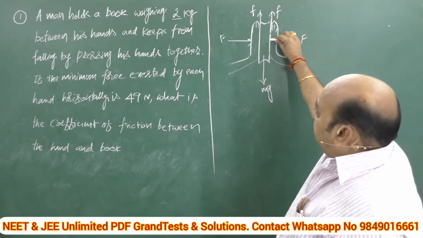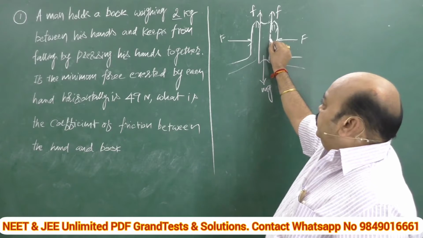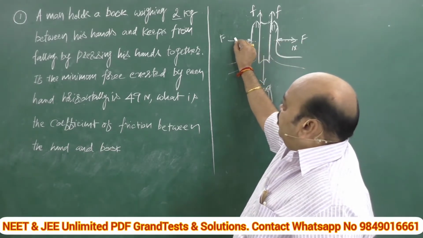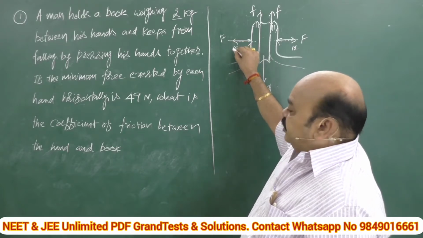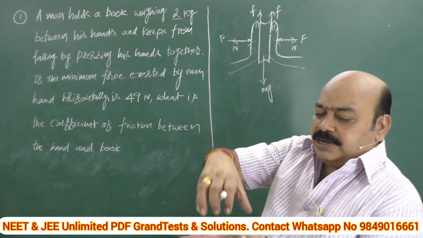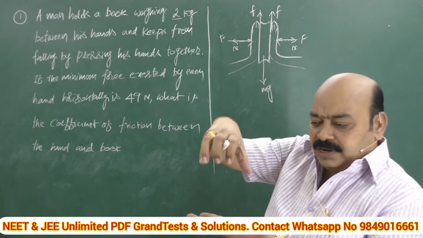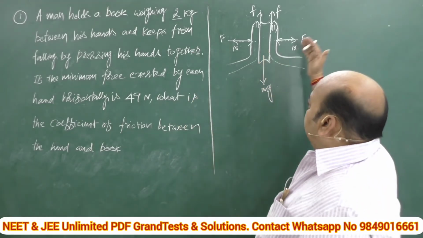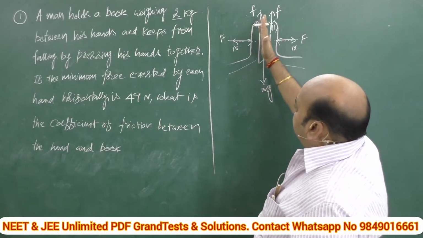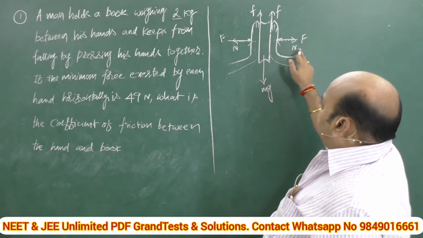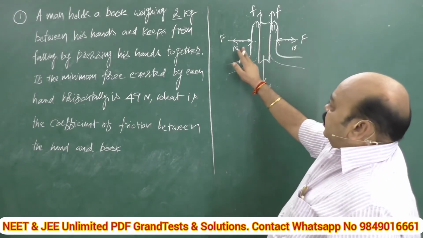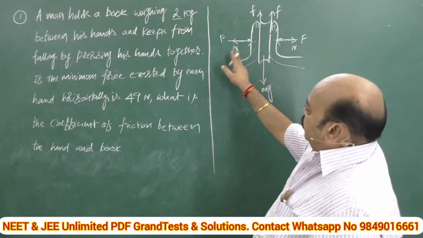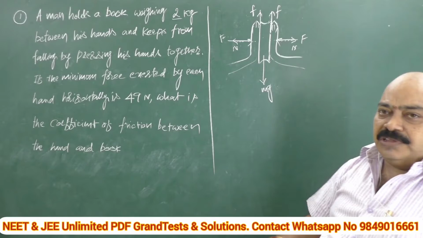Since we are pressing it with normal force F, it experiences what is called a normal reaction in exactly the opposite direction. This is just like if you place a body on a horizontal table, its weight acts vertically downward and normal reaction acts vertically upward. This is also just like that. Since we are pressing from right to left with a force F, the normal reaction will act from left to right, and here also the same. Since we are pressing from left towards the right, the normal reaction will be in the opposite direction. So these are the different forces.